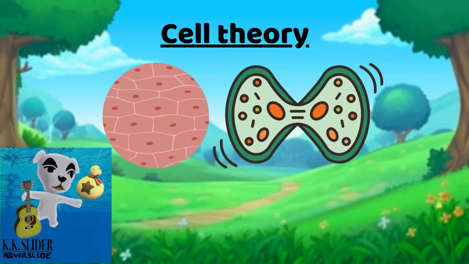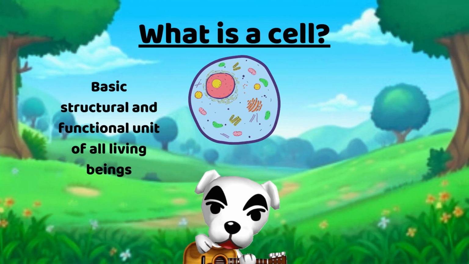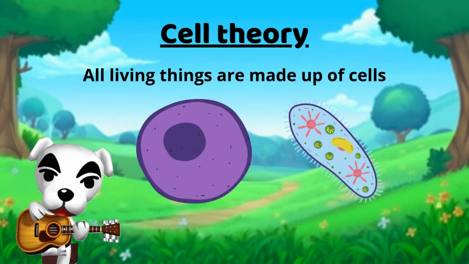Now I'm going to talk about the cell theory. What is a cell? A cell is the basic structural and functional unit of all living beings. The cell theory is divided into four important parts. The first one is that all living things are made up of cells.